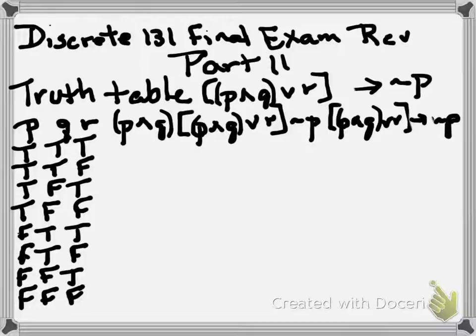Now a conjunction, P and Q, looks at the first 2 columns. If they are both true, it's true. So it would be true, true, and then false the rest of the way down.